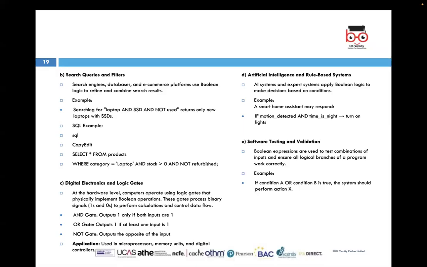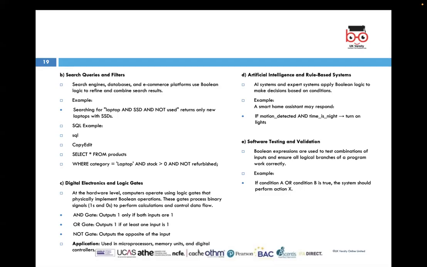The hardware, digital electronics, and logic gates. At the hardware level, computers operate using logic gates that physically implement Boolean operations. These gates process binary signals, ones and zeros, to perform calculations and control data flow. An AND gate outputs one only if both inputs are one. An OR gate outputs one if at least one input is one. A NOT gate outputs the opposite of the input.